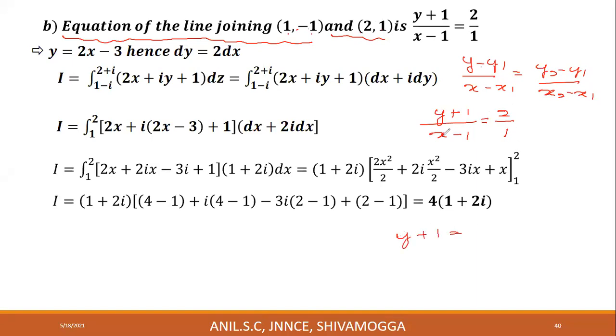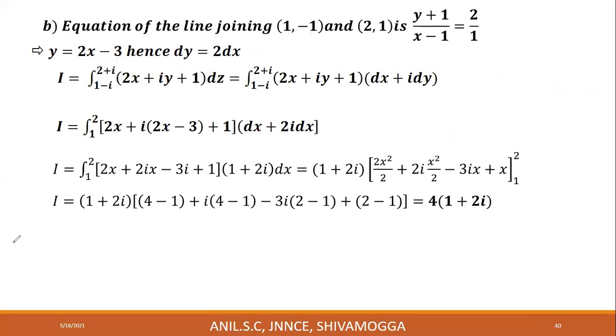This is equal to 2 into x minus 1, which is 2x minus 2. Therefore, y is equal to 2x minus 1. This is the curve along which we integrate. Since y is equal to 2x minus 1, dy is equal to 2 into dx. The derivative of the constant is 0. Therefore, dy is equal to 2 dx.